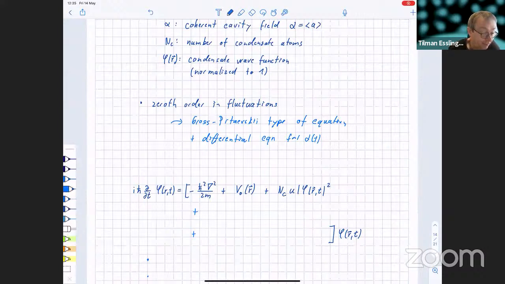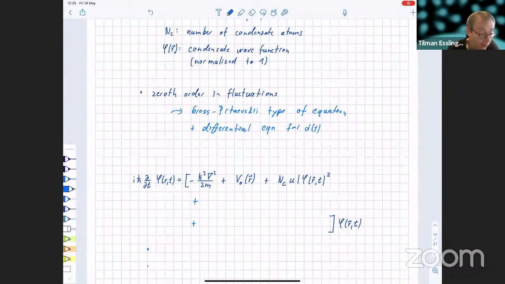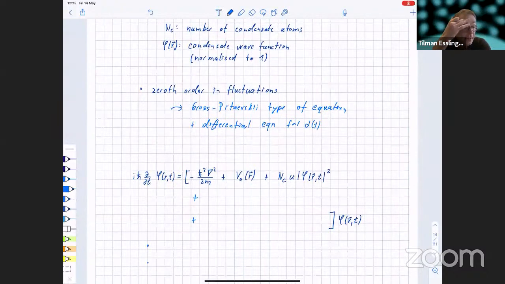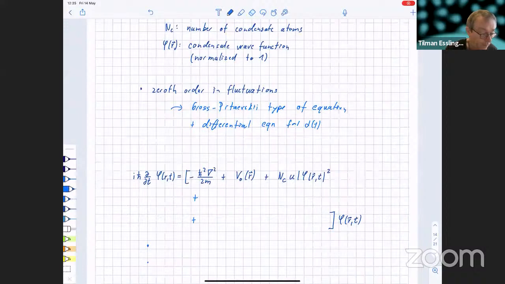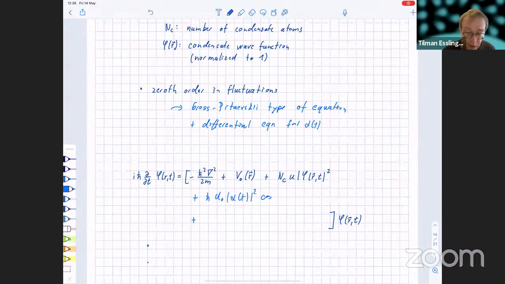And now we can see what additional terms we need. There are two terms. There is one term which reflects the fact that if I have a light field in the cavity, it will give rise to a potential. Now, if I have a light field in the pump, I will have a corresponding periodic potential. So we have U0 alpha t squared cosine squared kz.